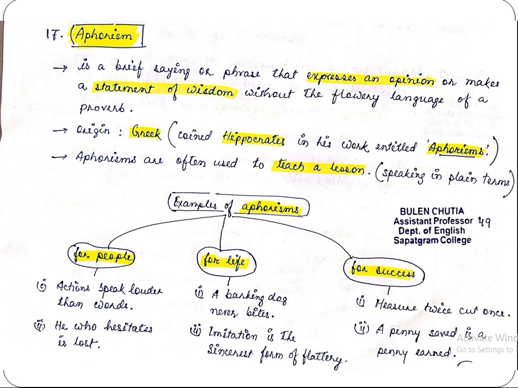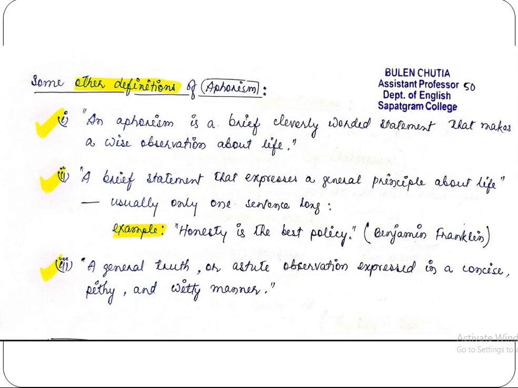For better understanding, I have included some more definitions of aphorism. Number one: an aphorism is a brief, cleverly worded statement that makes a wise observation about life. Try to remember that. Number two: a brief statement that expresses a general principle about life is known as aphorism, usually only one sentence long. For example, honesty is the best policy, which was told by Benjamin Franklin. I think you have heard this sentence before.